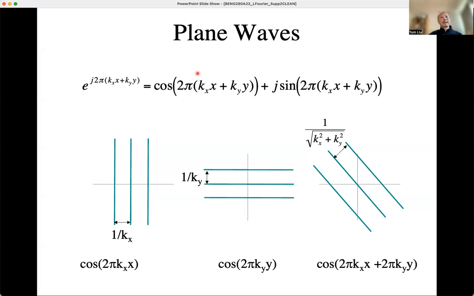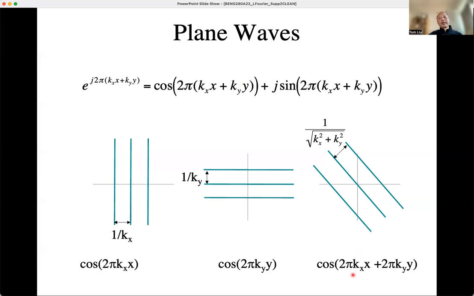Similarly, if we assume that kx equals 0, then we get cosine 2 pi ky y. So now there's only dependence on y. So the peaks only vary as we go along the y direction, and there's no variation along the x direction. Okay.